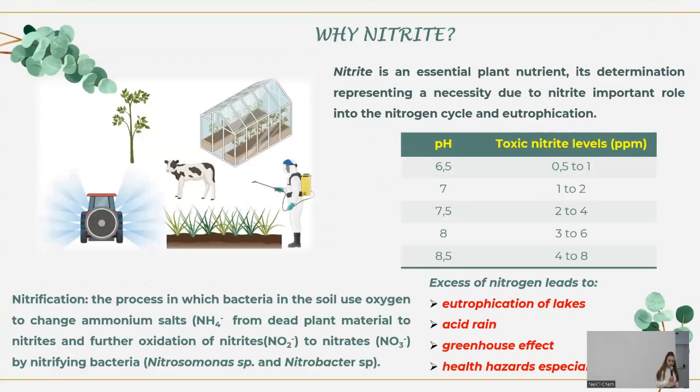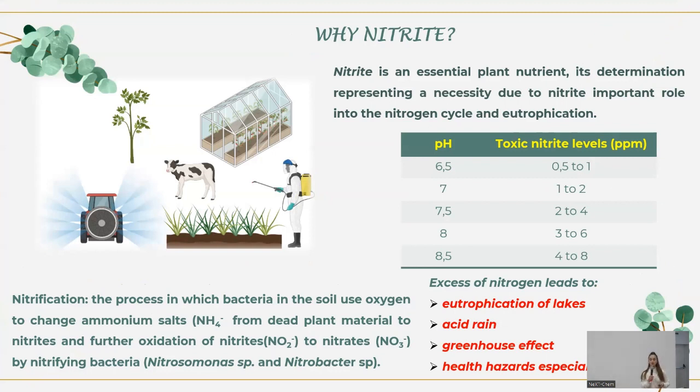Why nitrate? Nitrate represents an essential plant nutrient which takes part in the plant nitrogen cycle. It is found in small amounts in aquaculture systems, but its accumulation in soil can lead to eutrophication of water bodies. The table presented here presents the toxic nitrate levels at different pH values.